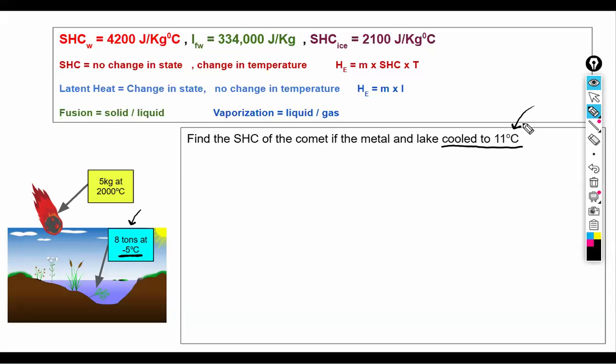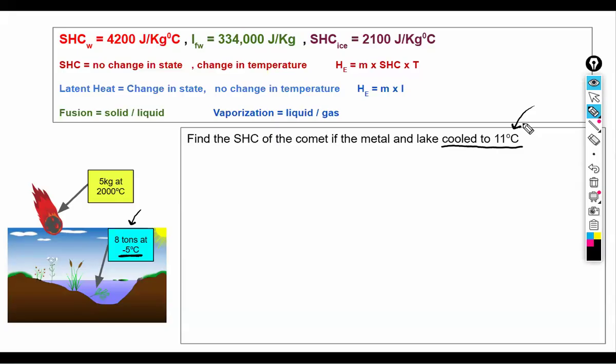Now, if something starts off at -5 degrees, I'm talking about water, it starts off as ice, and then when it's 11 degrees, it's now water. So to me, there's a change in state. There's plenty of things going on in this question. Somewhere along the line, there was a change in state.